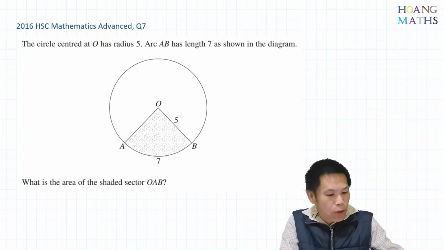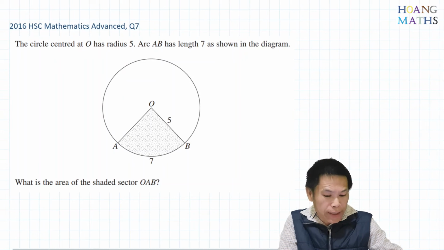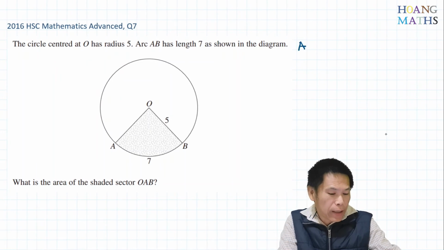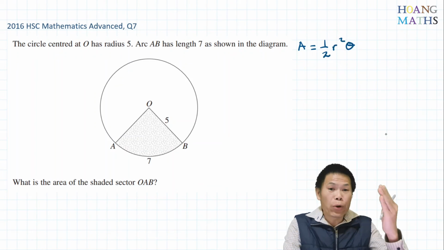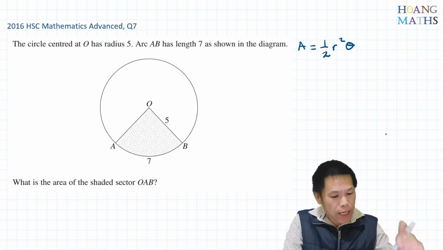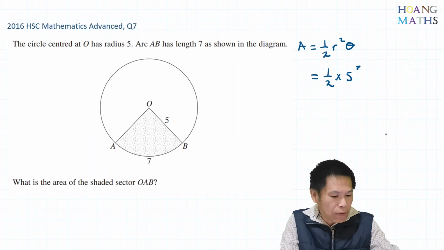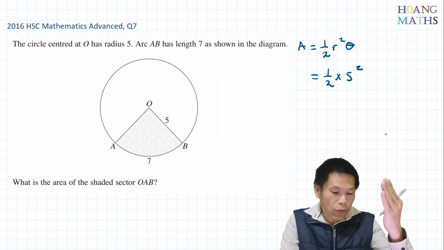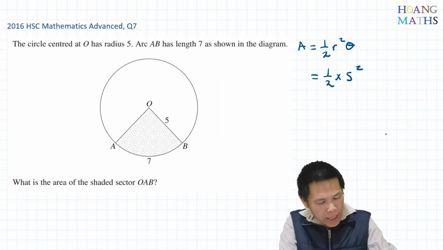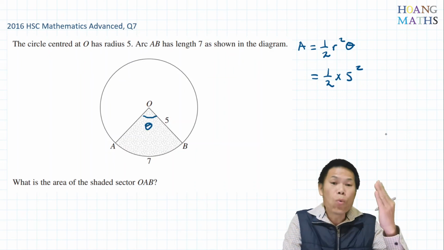So first of all, we know that the area of a sector A equals a half r squared theta, okay? Very important. Always start with the formulas, okay? And we know that the radius is 5, so half times 5 squared. But then we need to find the angle theta. So this angle here, we need to work it out.